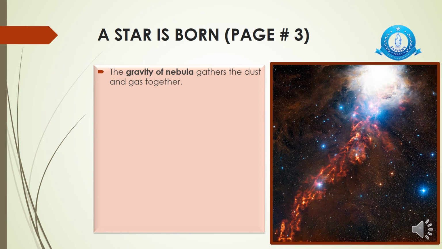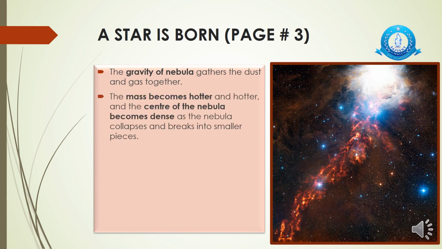We'll do an activity later as well. Gravity is a force which pulls everything towards its center. Now a nebula also has gravity. Because of that gravity, the nebula collects the dust and gas together. The nebula is already made up of dust and gas along with cosmic rays, so it gathers and collects the dust and gas together. And what happens when it collects everything?